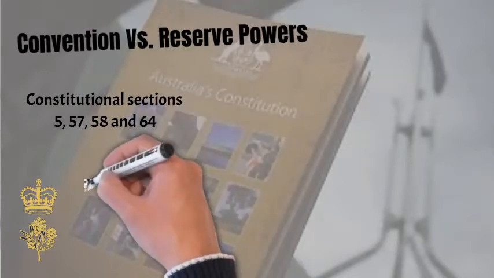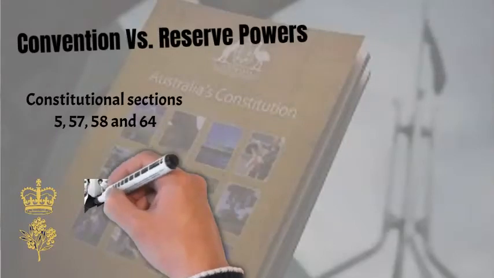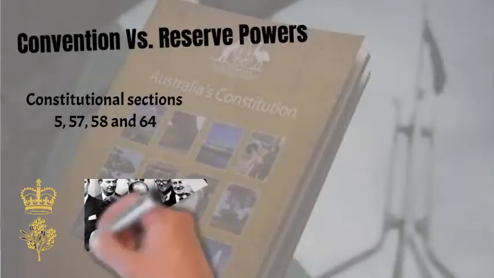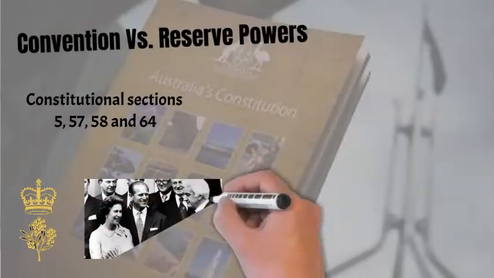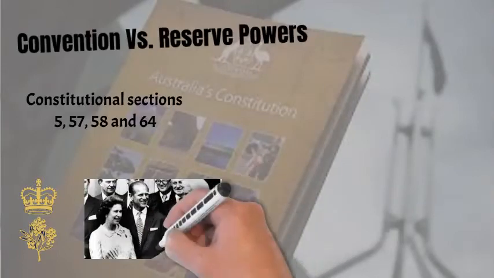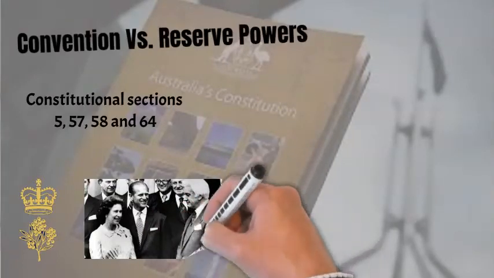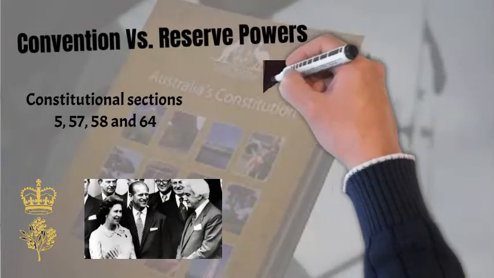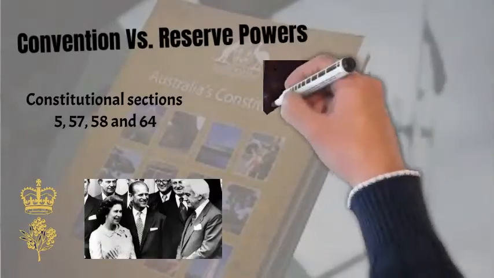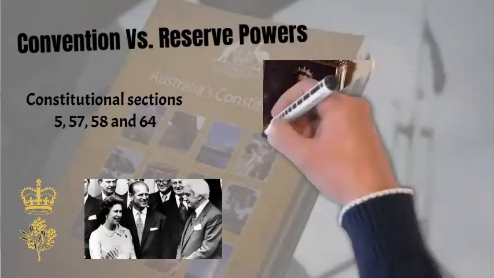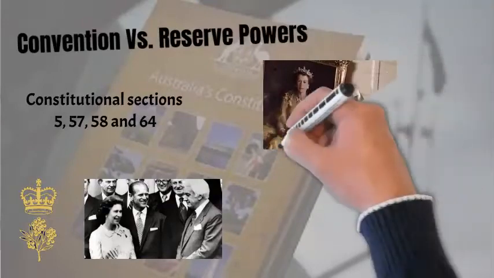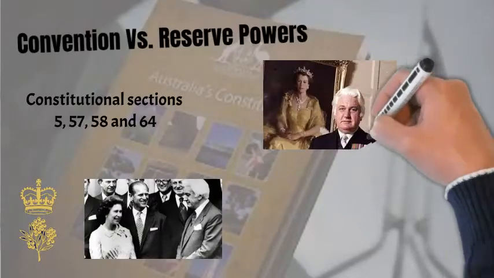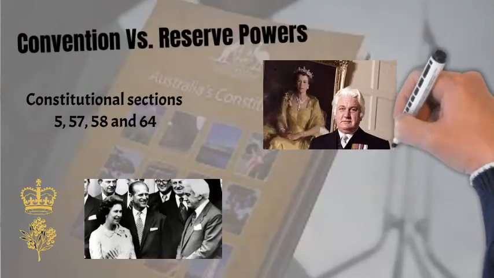The reserve powers of the Governor-General are referred to in several sections of the Constitution, including sections 5, 57, 58 and 64. These powers give the Governor-General the authority to act as the Queen's representative in a decisive, significant and immediate manner. These powers include the ability to dismiss ministers, to appoint ministers, or to refuse royal assent to bills. The main section we are concerned about today is section 64, the ability of the Governor-General to appoint or dismiss ministers. Note the Constitution doesn't mention political parties or the Prime Minister.